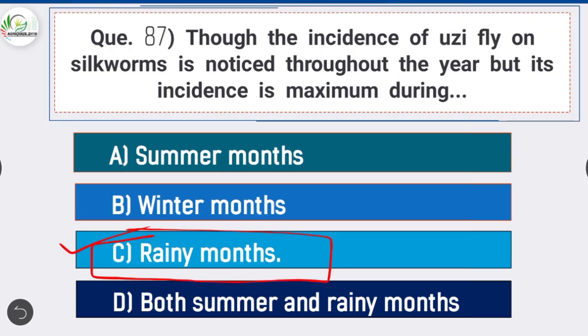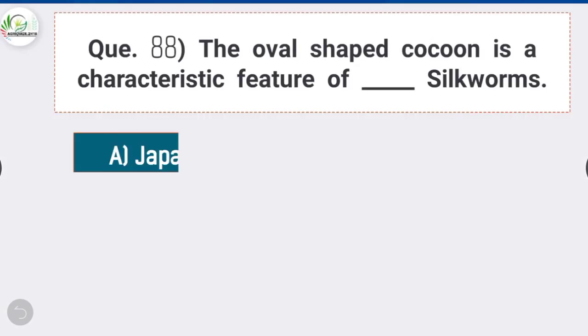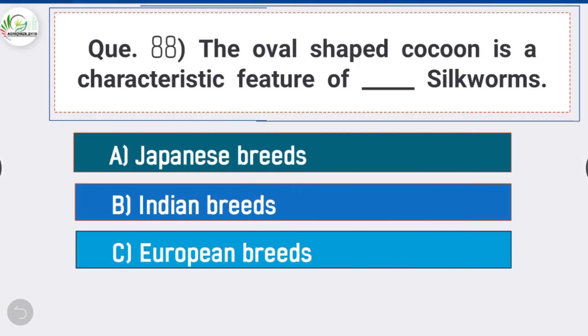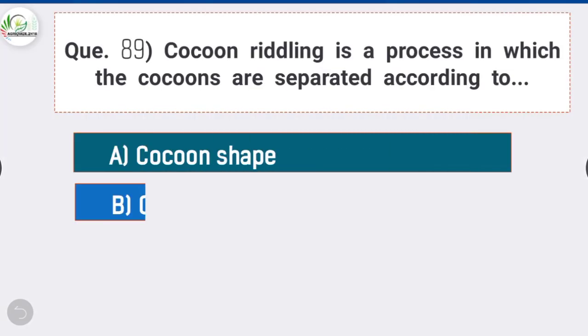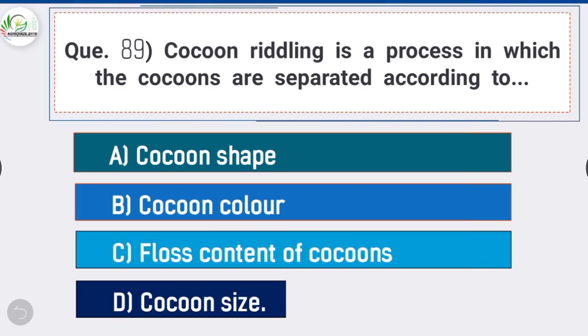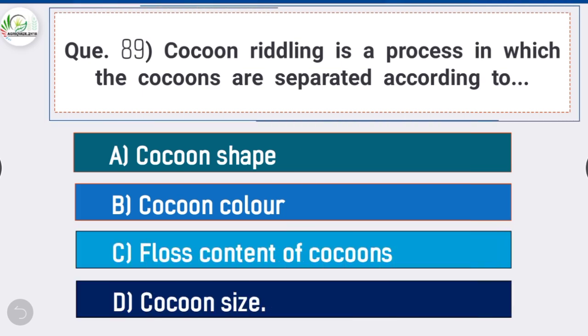Question number 88. The oval-shaped cocoon is a characteristic feature of which silkworms, and the correct answer is option D, Chinese breeds. The oval-shaped cocoons is a characteristic feature of Chinese breeds silkworms. Question number 89. Cocoon riddling is a process in which the cocoons are separated according to, and the correct answer is option D, cocoon size. Cocoon riddling is a process in which the cocoons are separated according to cocoon size.